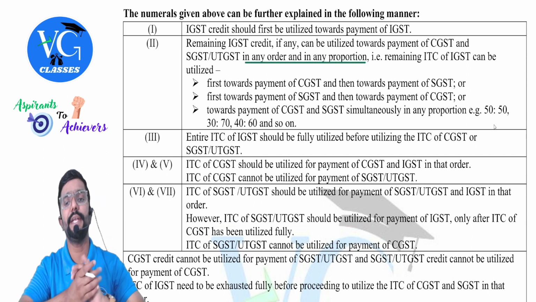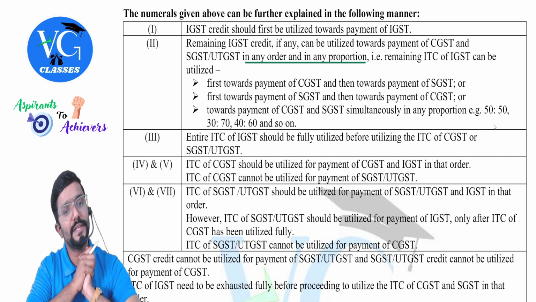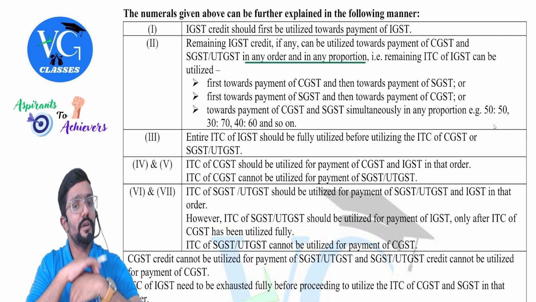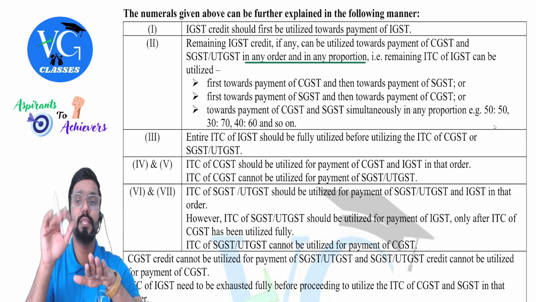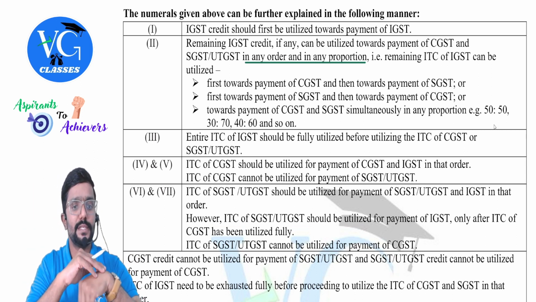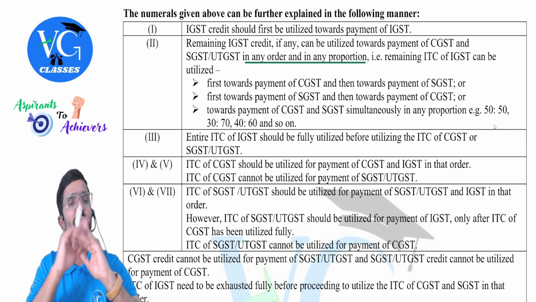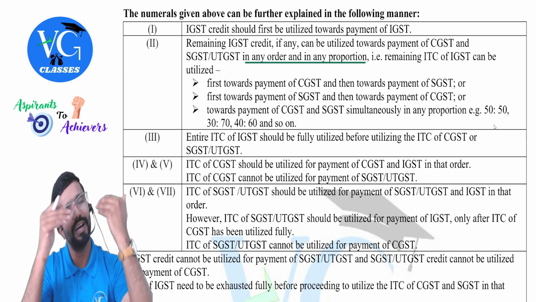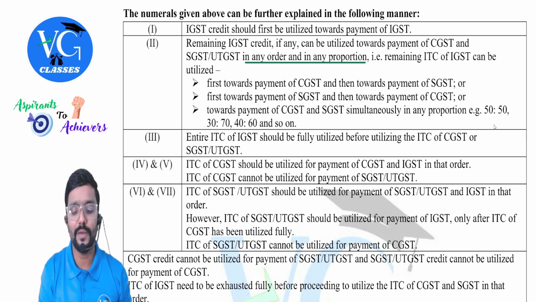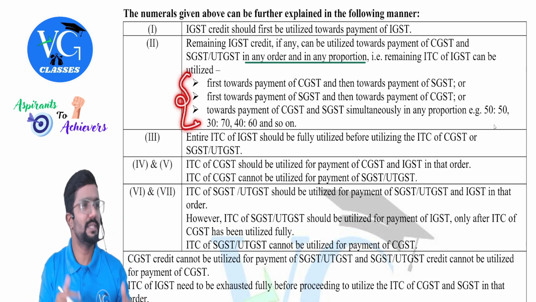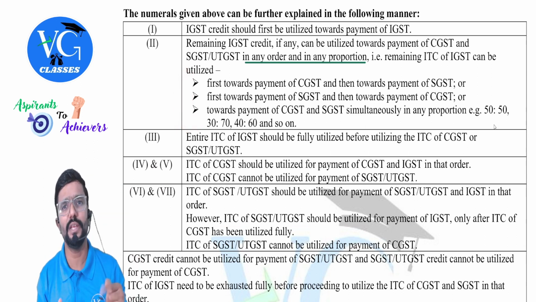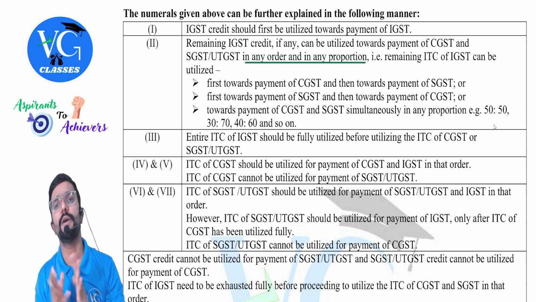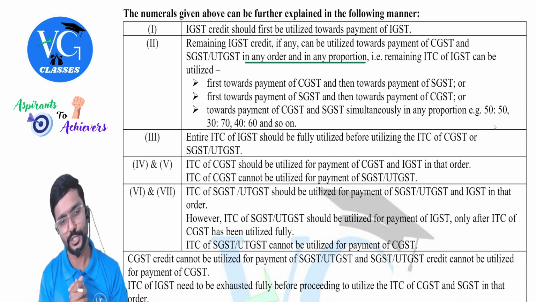That is, remaining ITC of IGST can be utilized first towards payment of CGST, then towards payment of SGST, or first towards payment of SGST, then CGST, or else towards both simultaneously, maybe in 50-50 ratio or 30-70 ratio or 40-60 ratio or in any ratio, guys. Whatever I have given here is just options. These are the possibilities available. Should I go with this only? No, the choice is yours. You can adjust it in whatever order, in whatever proportion you wish to.